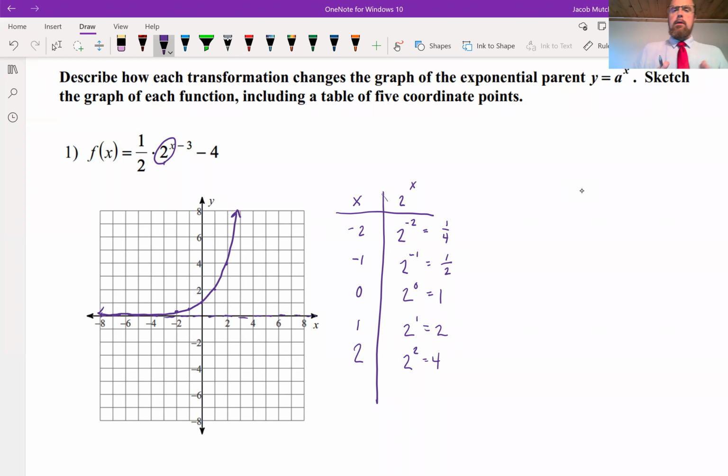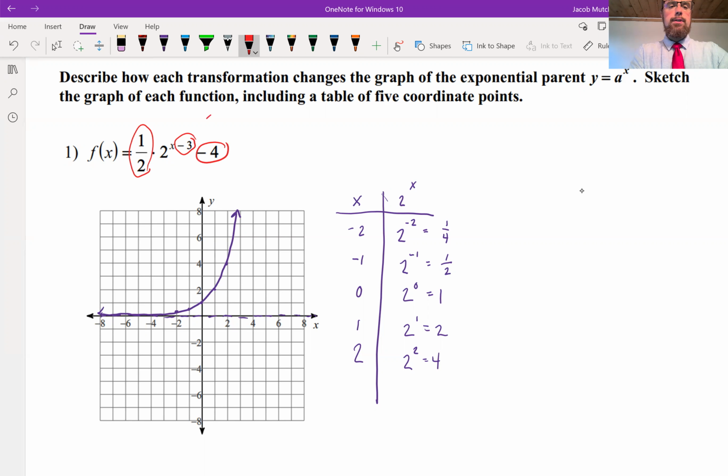So once we have the parent function in view, what I want to do next is describe the changes that f of x makes on this parent function's graph. So one thing that I notice is that I've got 3 numbers in this equation that are different from the parent function equation. So it's definitely this multiplier half, this -3 in the power with the x, and then -4 on the main level. So I want to predict what those will do. And let me start with the translations.